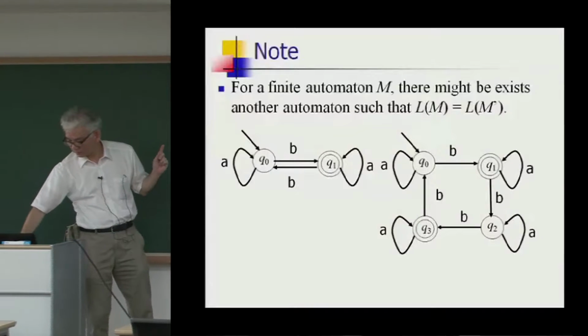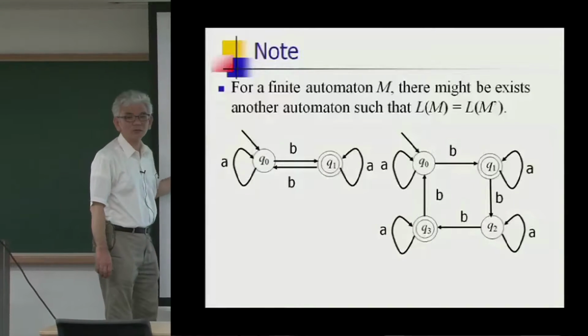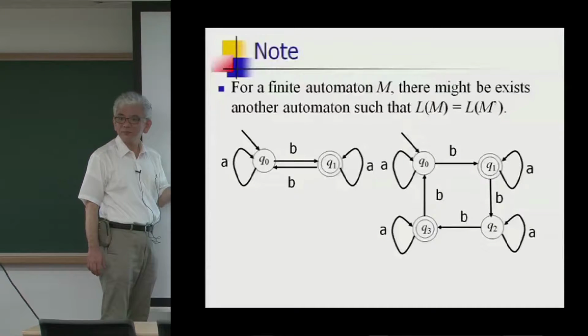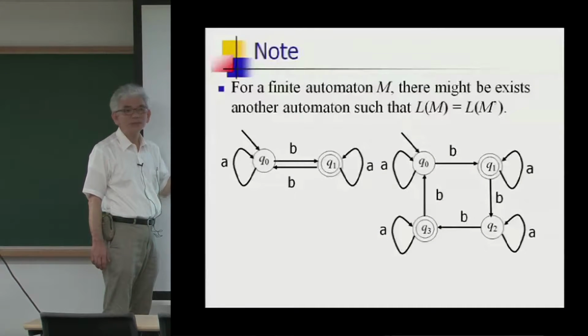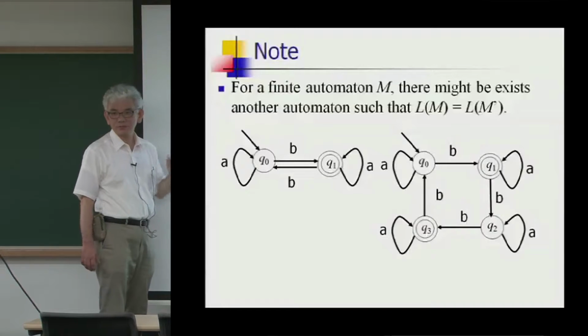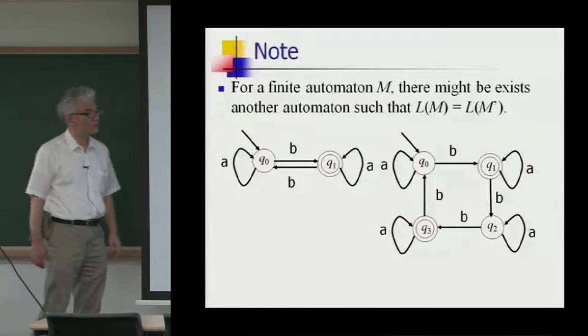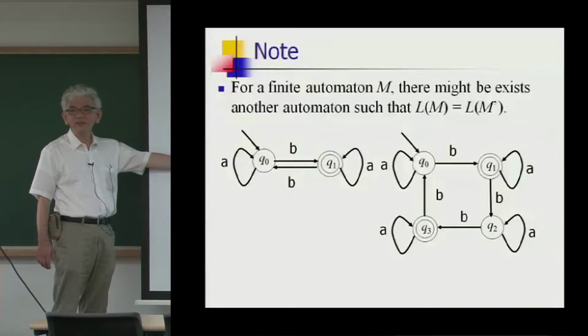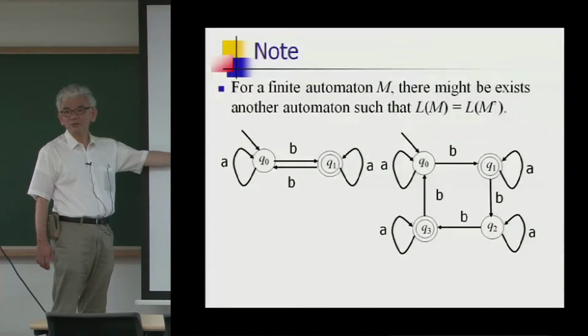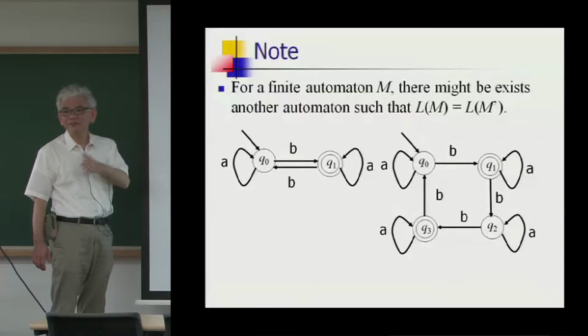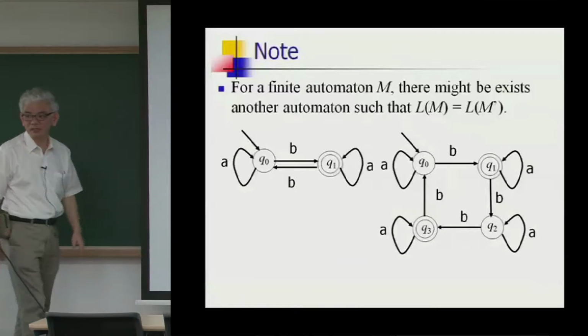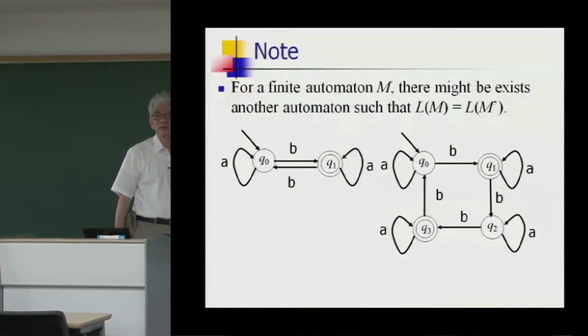But automata theory says that there exists a minimum one. Minimum means the number of states is minimum in the equivalence class of automata. And the generate and test algorithm outputs this one if the enumeration is made by the number of states, as I showed before. Okay?